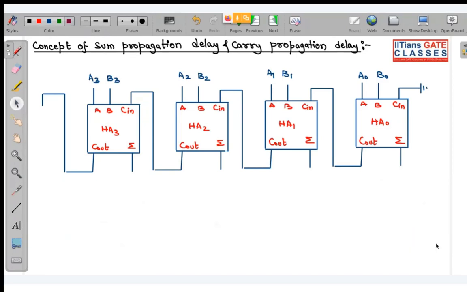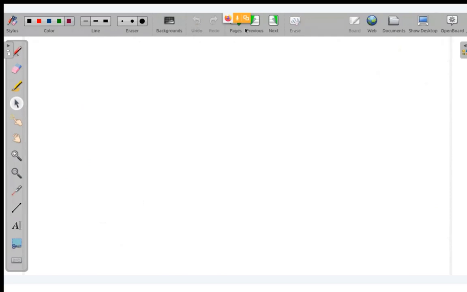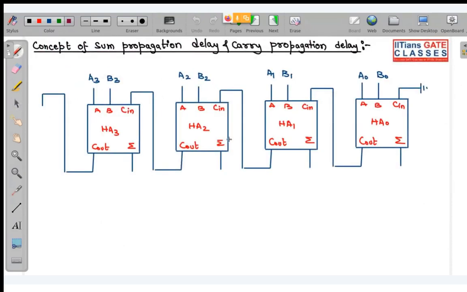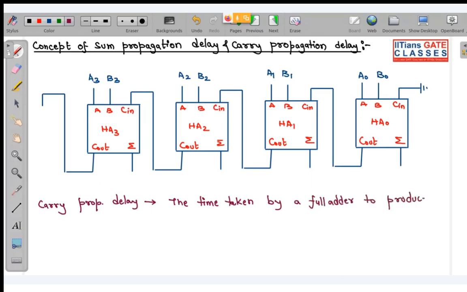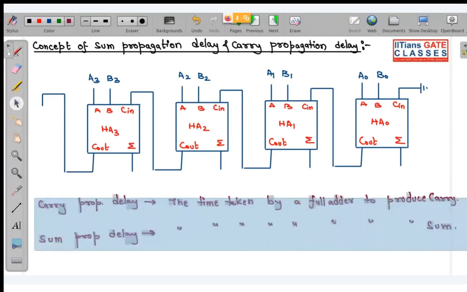So now here we have some concept of carry propagation delay and sum propagation delay. So carry propagation delay means the time taken by a full adder to produce carry. Okay, the time taken by the full adder to produce a carry in your ripple carry adder. And your sum propagation delay means what? The time taken by a full adder to produce sum. Sum means this one and carry means this one. So this is your sum propagation delay and carry propagation delay.